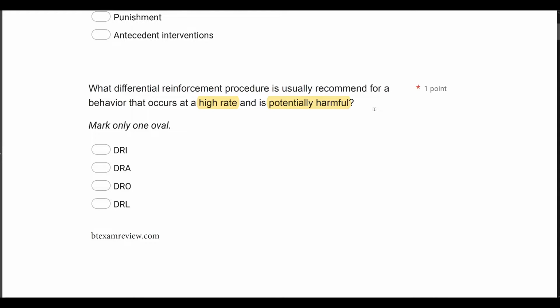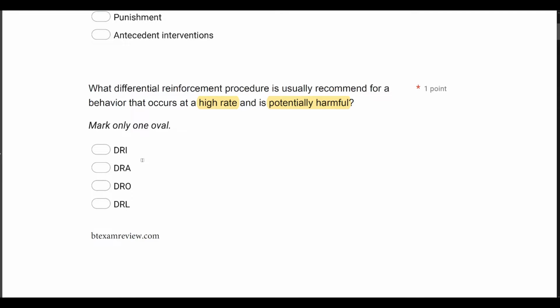So when we are running a differential reinforcement procedure that involves reinforcing when a behavior isn't occurring, in the absence of behavior, we're reinforcing other behaviors. What is that called? A, DRI, differential reinforcement of incompatible behaviors. Well, we're not teaching a replacement here, okay? Because it's a high rate, it's potentially harmful. We just want to get it under control.